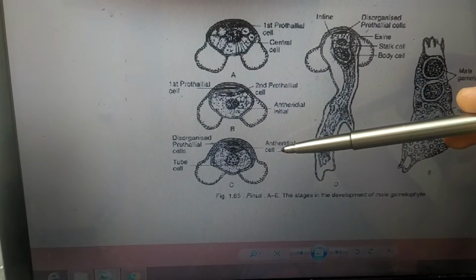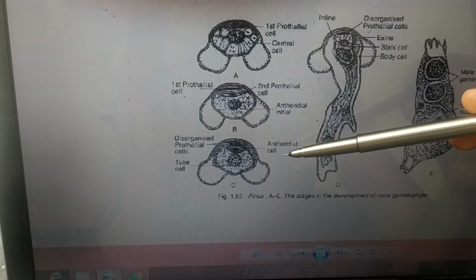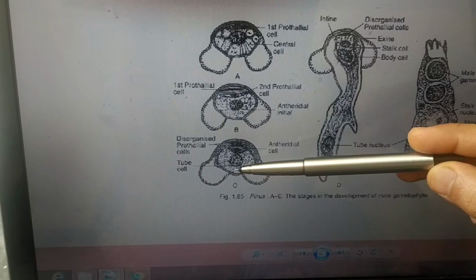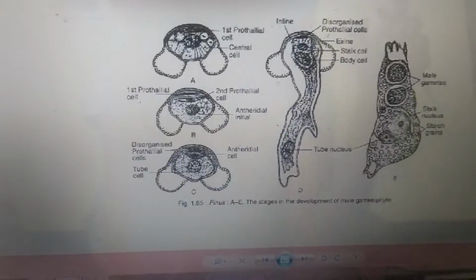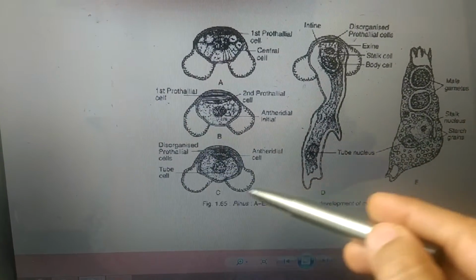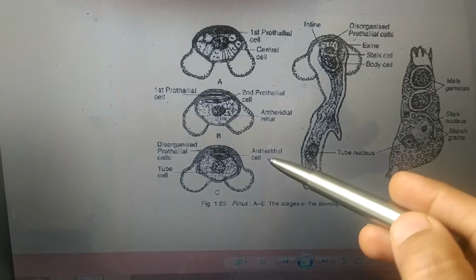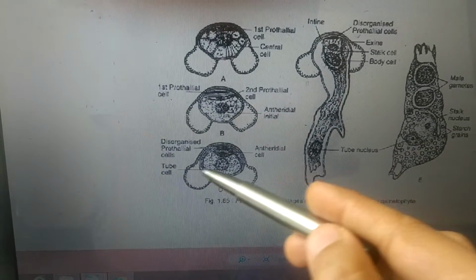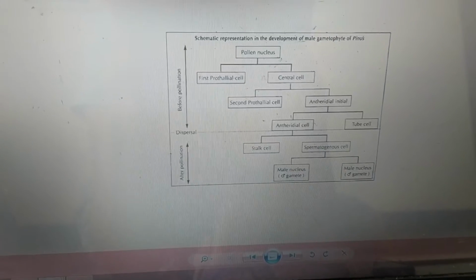This antheridial cell is further going to divide and form a stalk and the body. The body is going to form the male gametes, whereas the tube cell is going to form the pollen tube. The developments up to the release at the four-cell stage are the development before pollination, whereas after pollination this antheridial cell is going to divide and form the stalk and body cell, and the tube cell is going to form the pollen tube. This development will be after pollination.